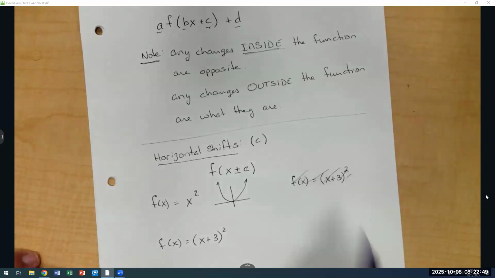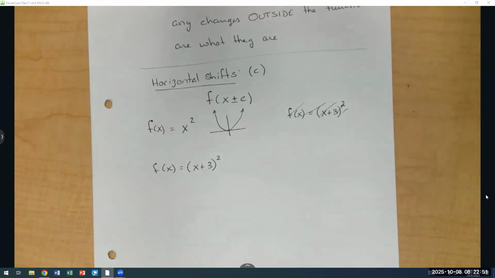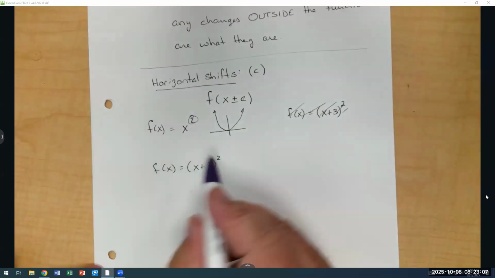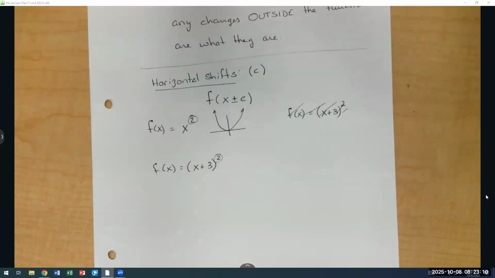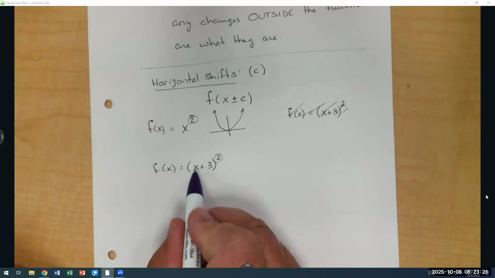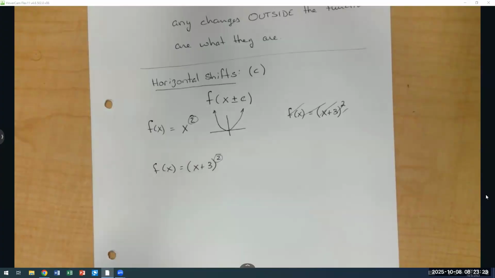Is there a change inside the function? How do we know it's inside the function? It's inside the parentheses because the function is the square, not the x. The x is just a variable. The function is a square. That's what makes it a quadratic equation. Since it's inside, we know it's a horizontal shift. But now, how many spaces in which direction does it move? That's what we have to ask ourselves.